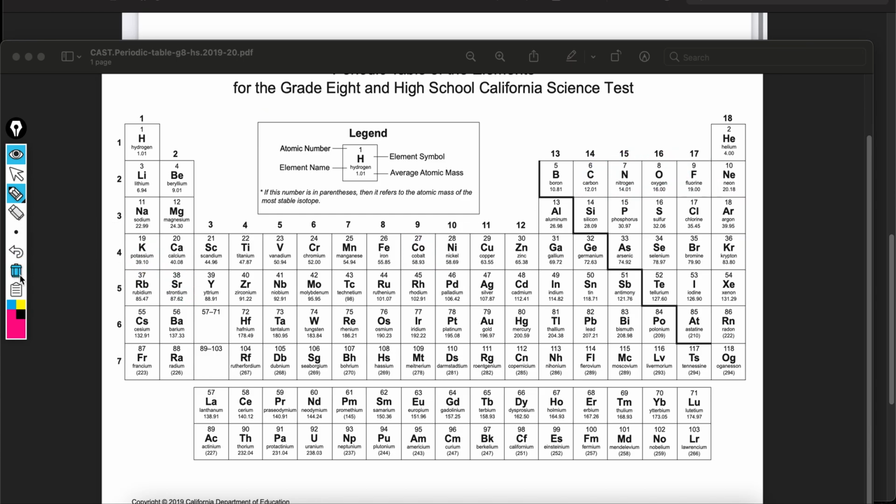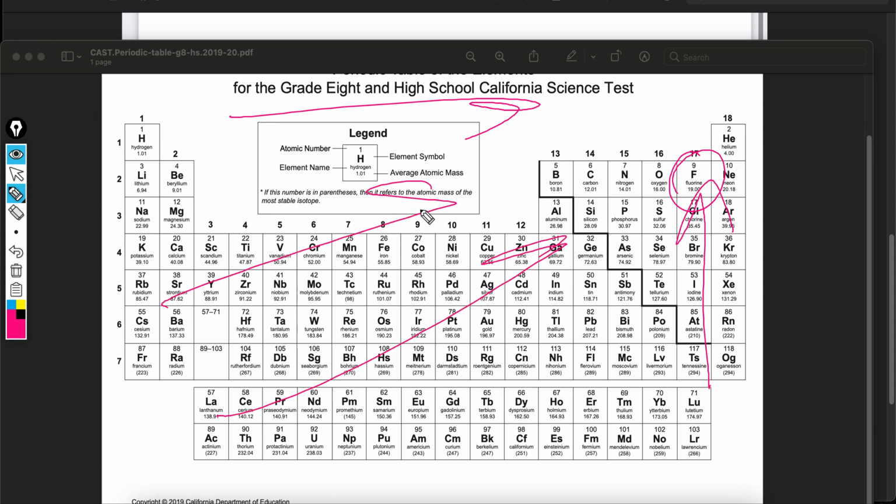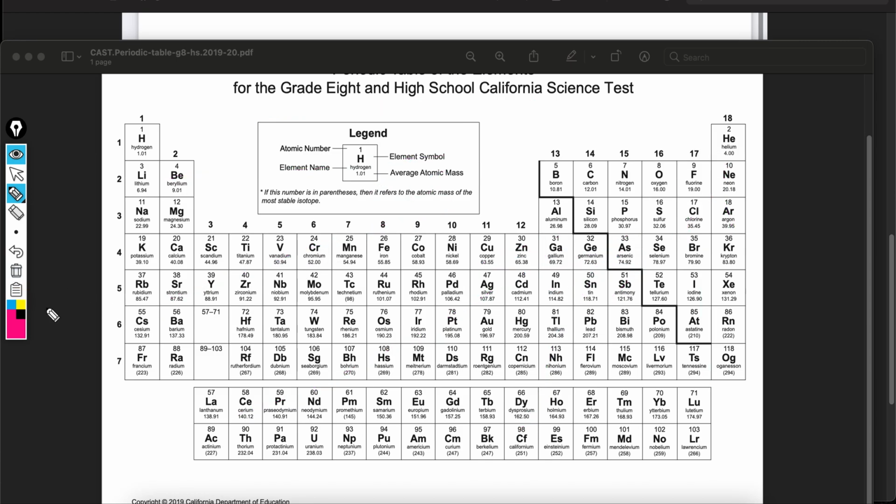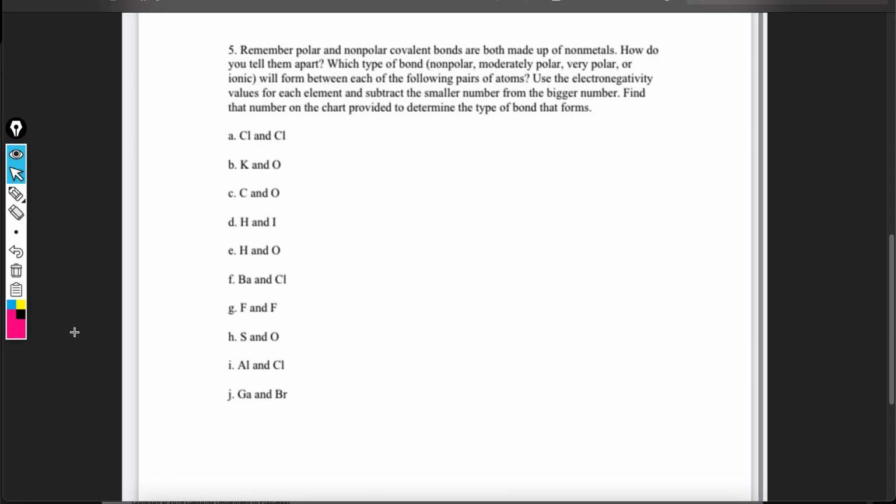So you feel me? Pretty easy, right? The more to the right and the higher up, closer to fluorine, the more electronegative. The further you are from that direction, the less electronegative. So we got that down, right? Not too hard. Next, I like to use this little cheat sheet.